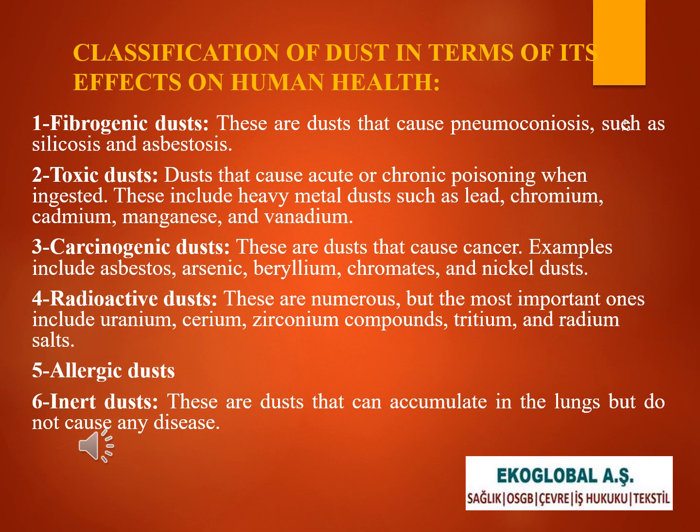Classification of dust in terms of its effects on human health. 1. Fibrogenic dusts. These are dusts that cause pneumoconiosis, such as silicosis and asbestosis. 2. Toxic dusts. Dusts that cause acute or chronic poisoning when ingested. These include heavy metal dusts such as lead, chromium, cadmium, manganese, and vanadium. 3. Carcinogenic dusts. These are dusts that cause cancer. Examples include asbestos, arsenic, beryllium, chromates, and nickel dusts.